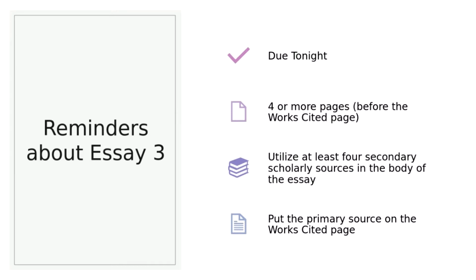Now, this essay should be 4 or more pages in length, not including your works cited page, right? So you have to hit that 4-page mark and then have the works cited page after that. And that's 4 full pages. You have to utilize at least 4 secondary sources in the essay, which means you can't just throw it on the works cited page and not reference it. You have to actually reference it in the essay.